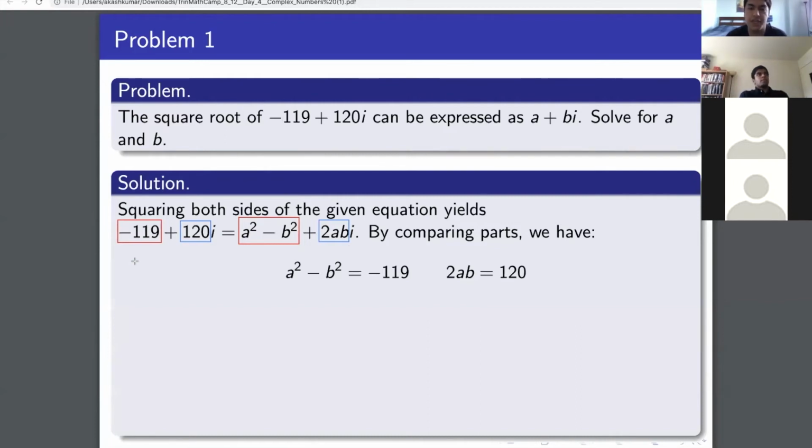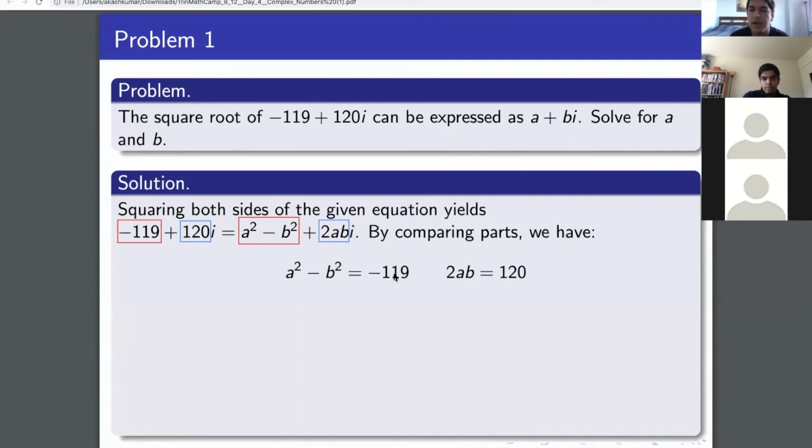So as we said, complex numbers are equal only when both their components are equal. So we can equate the two. So we have a squared minus b squared equals -119, and then 2ab equals 120.